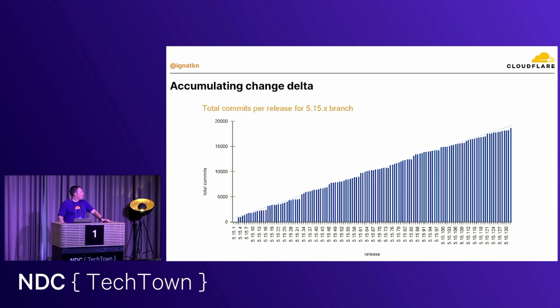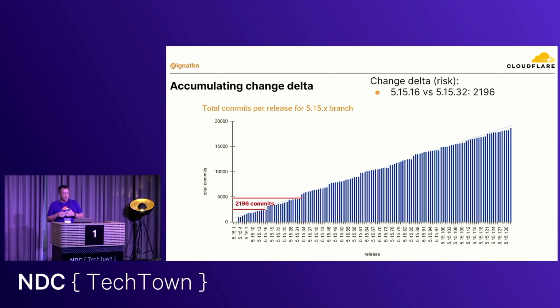Now let's see the same data, the number of commits per bug fix release, but in a different, accumulating view. In this view, release 0 has 0 commits, the .1 release has all the commits from one release, and .2 has all the commits from 1 and 2. In this view, it's very easy to calculate the change delta. Let's say at some point you want to upgrade your kernel from 5.15.16 to 5.15.32. Your change delta is 2,196 commits.